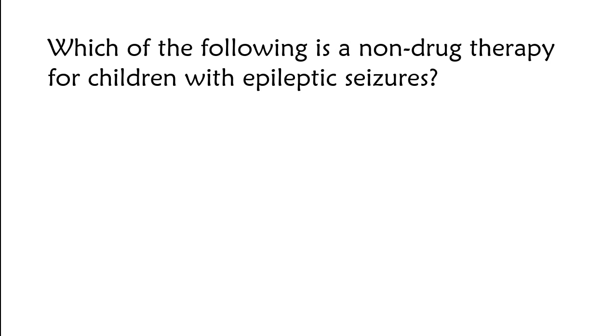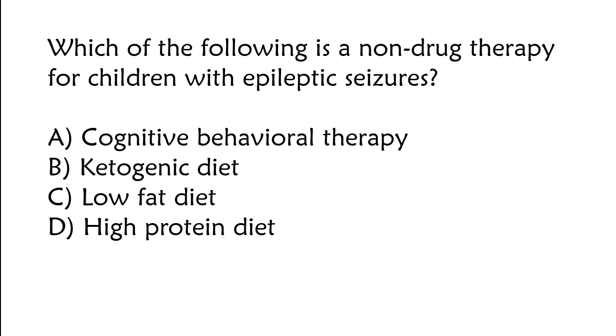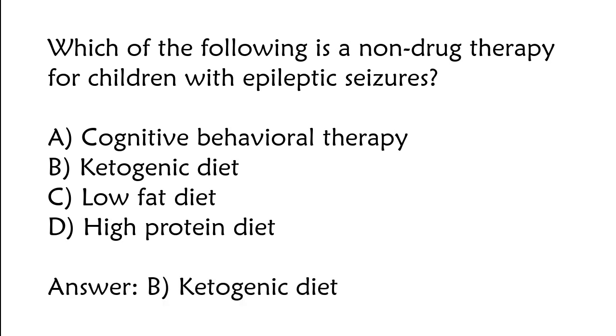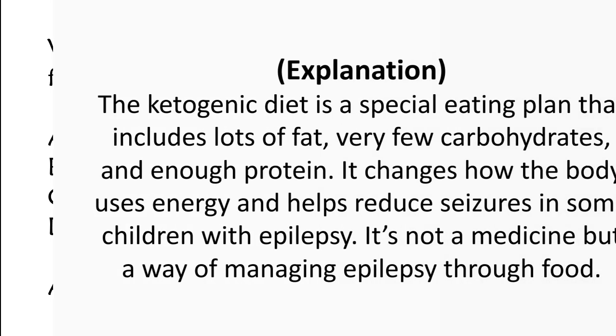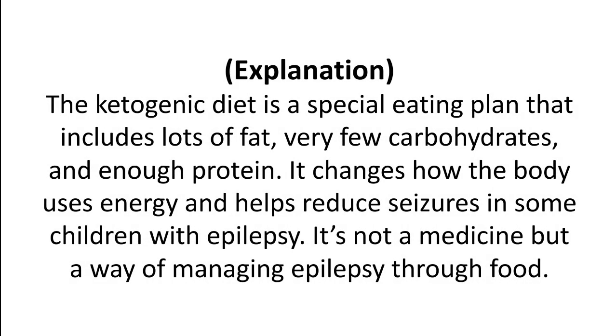Which of the following is a non-drug therapy for children with epileptic seizures? Cognitive behavioral therapy, ketogenic diet, low-fat diet, high-protein diet. The correct answer is option B, ketogenic diet. Explanation: the ketogenic diet is a special eating plan that includes lots of fat, very few carbohydrates, and enough protein. It changes how the body uses energy and helps reduce seizures in some children with epilepsy. It's not a medicine, but a way of managing epilepsy through food.